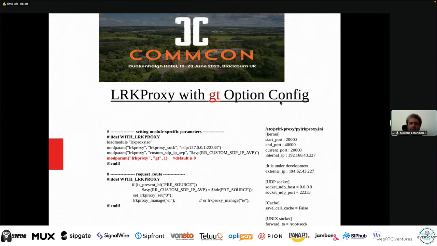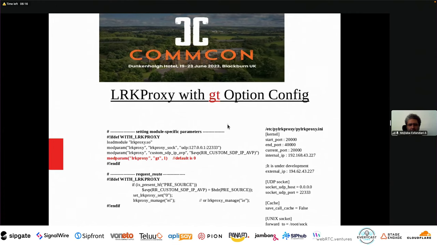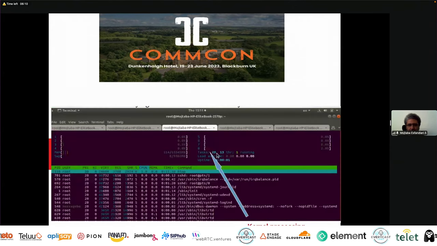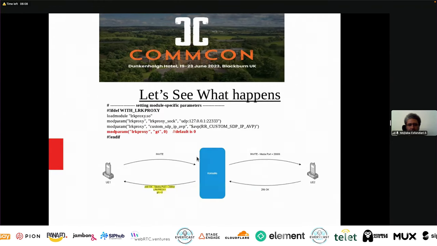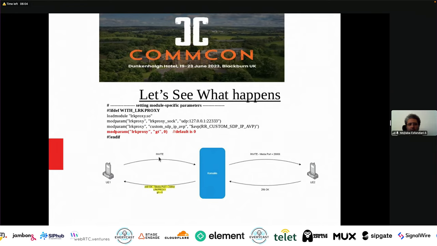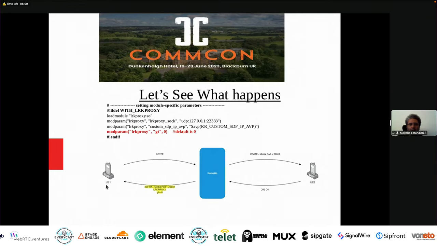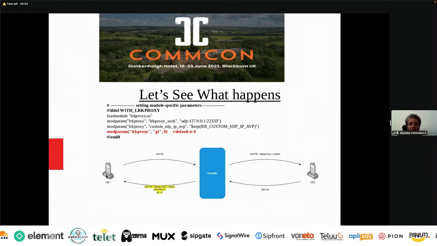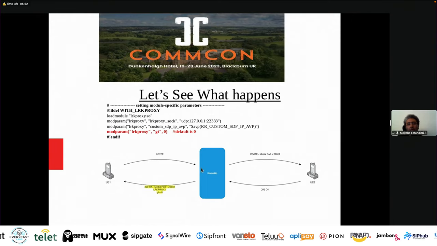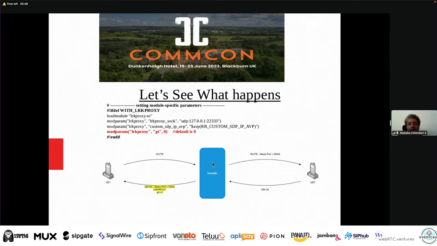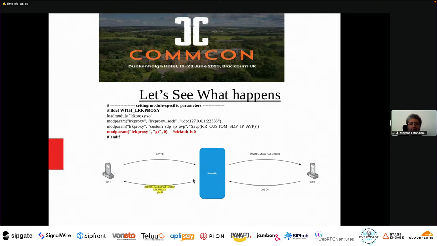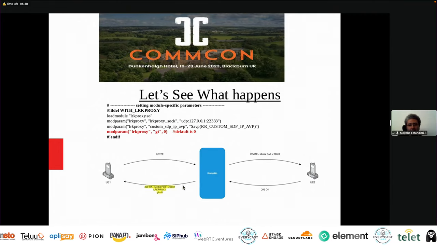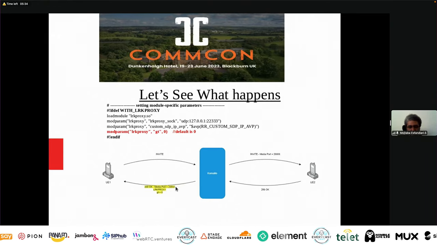What about the GT option in the configuration? Let's describe GT with a picture. Okay, suppose we have a server, user equipment one and user equipment two here. When user equipment one calls user equipment two, we reserve 2 different ports. For example, here 20,000 and here 20,002.